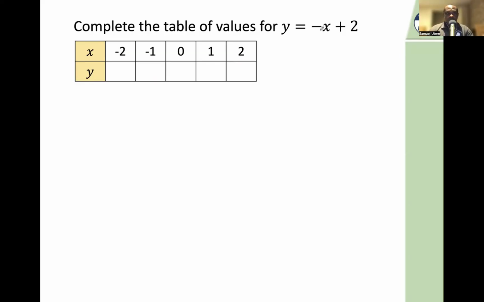Now, when we complete the table of values, we would have negative x, right? So negative x. Now, x is already negative 2. So if we have negative x, x is already negative 2, so it's going to be negative negative 2. That should be positive, okay? So that should be positive 4, okay?